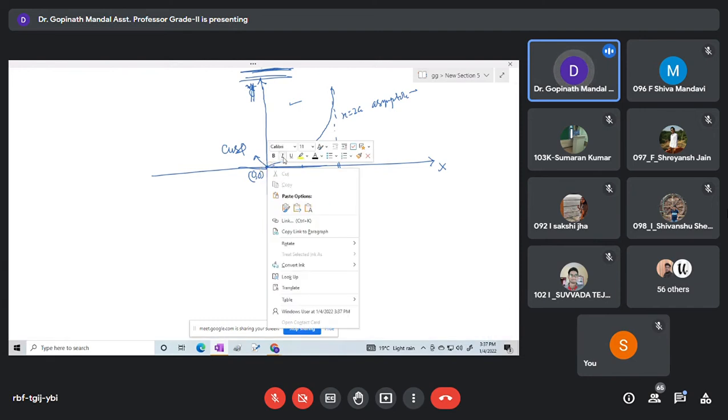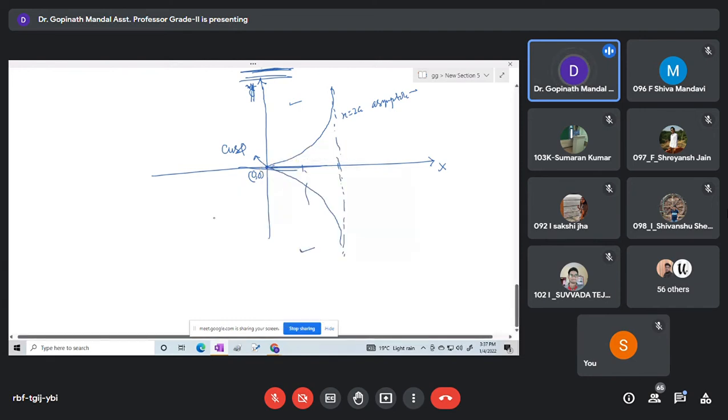So this is our equation: y square into (2a minus x) equal to x cube, and it lies in the region 0 less than x less than 2a. So this is our equation.